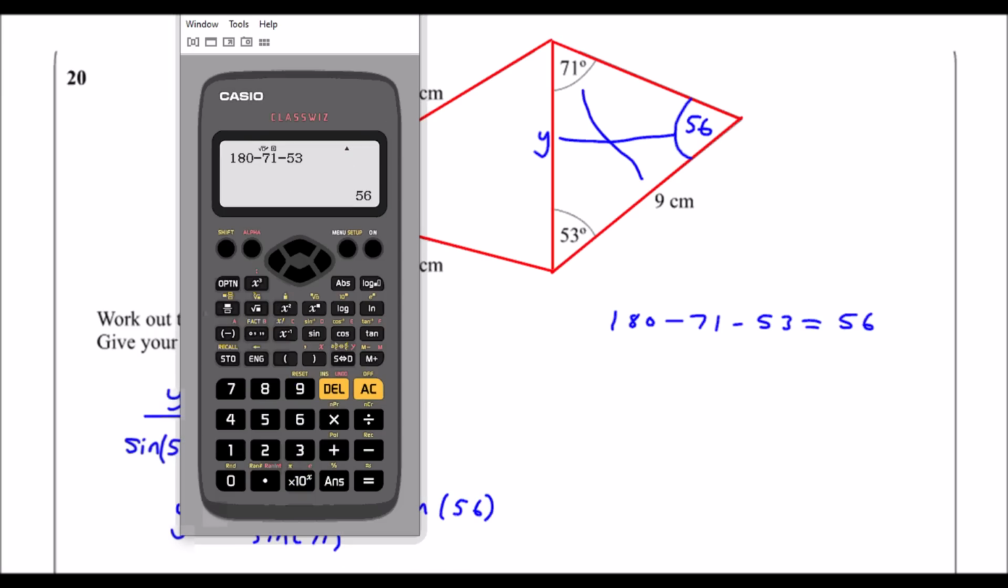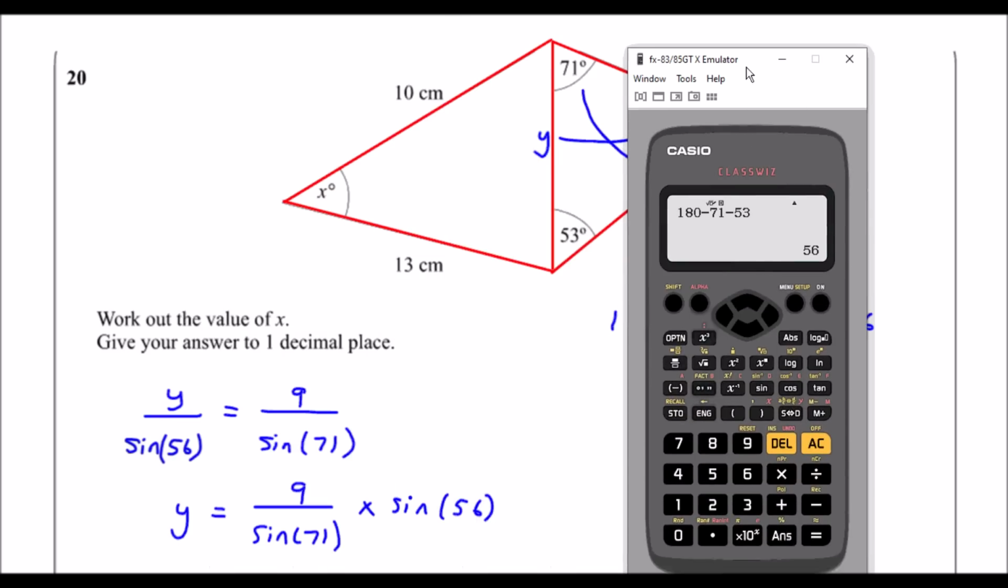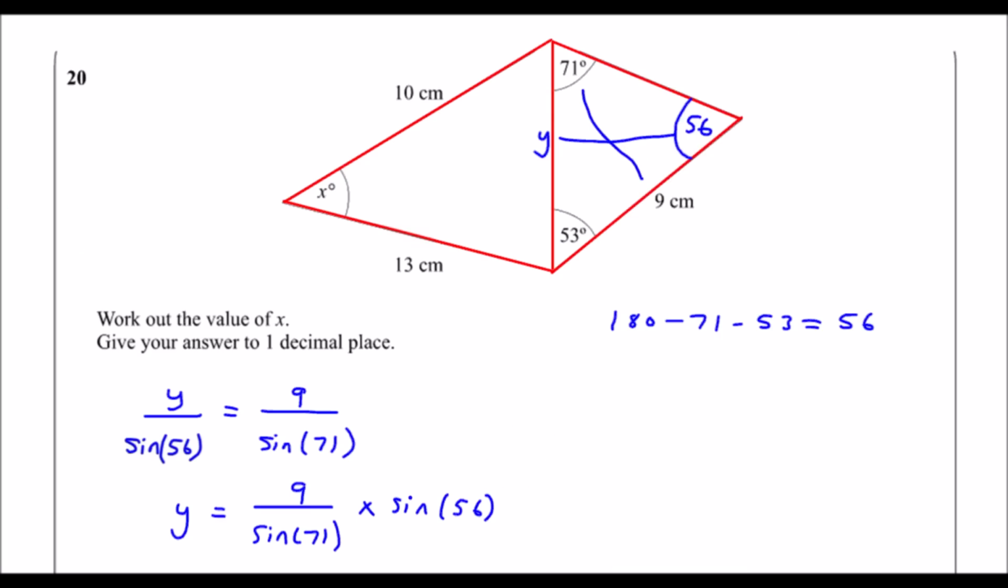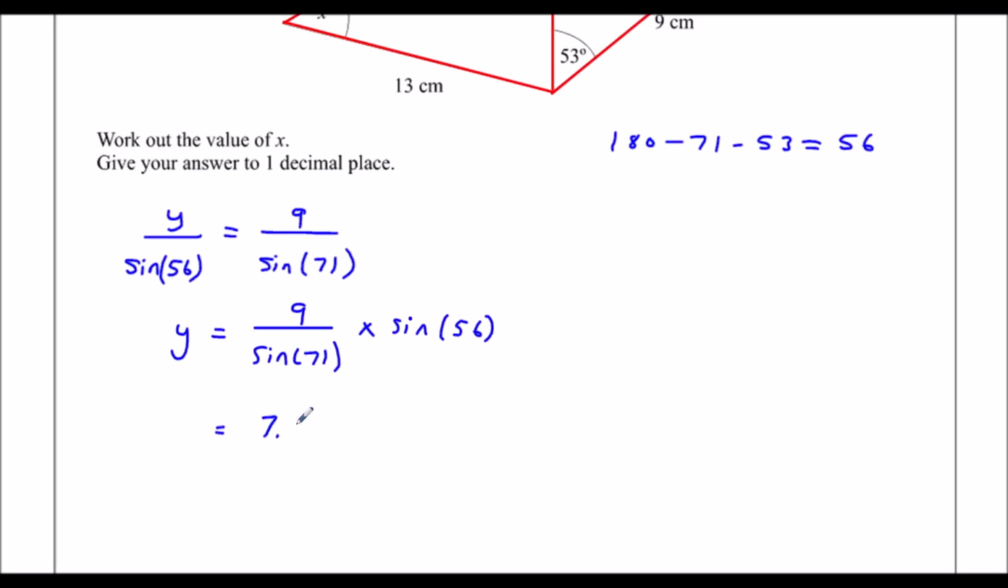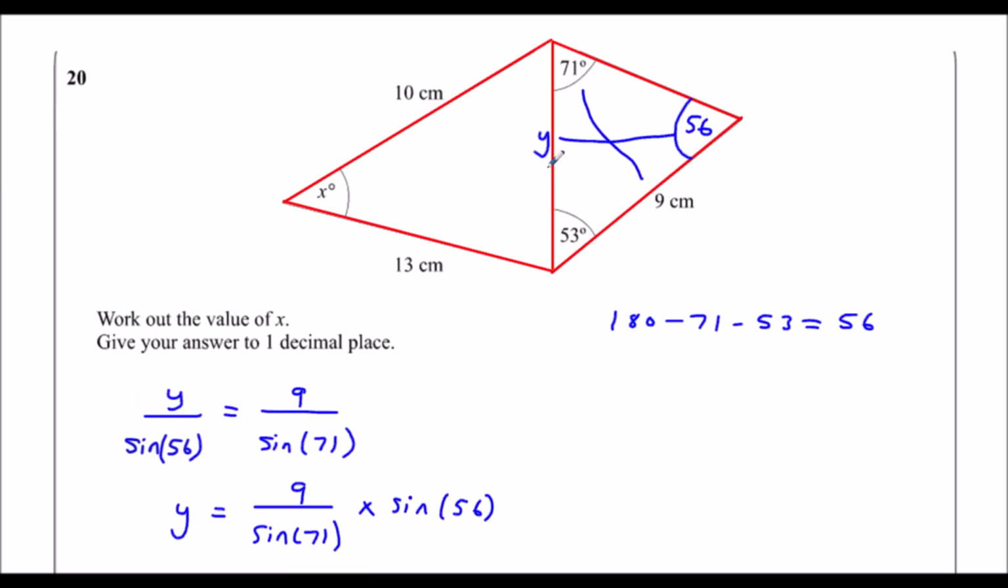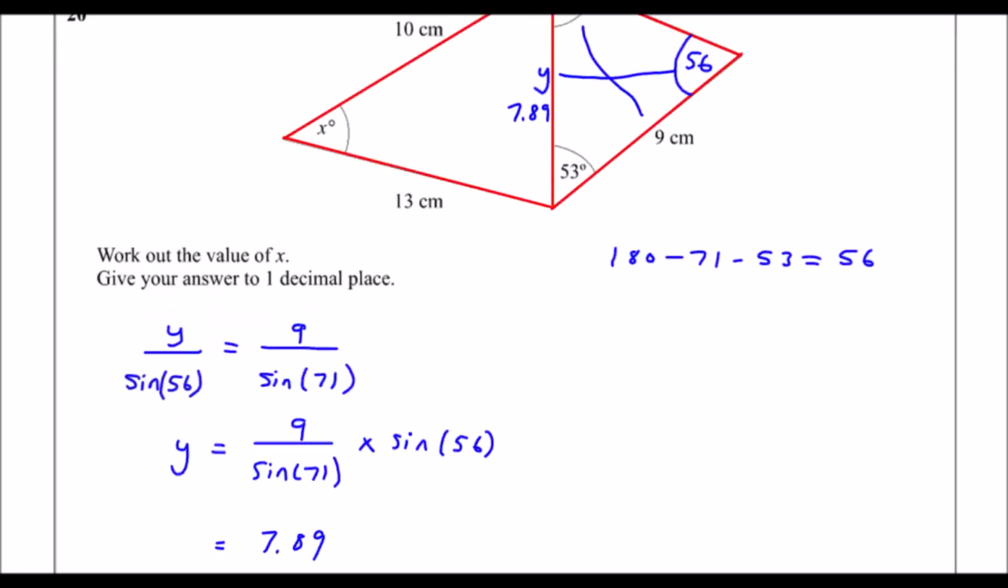And then that will give us our answer. So 9 over sine 71 times sine 56 is 7.89. So 7.89. That's this shared length here. Now we can use the cosine rule to find our missing angle.